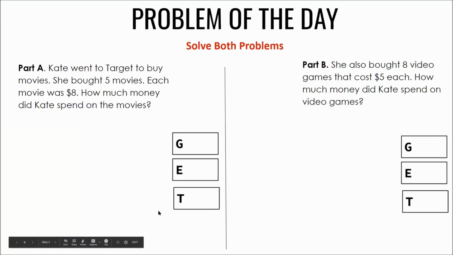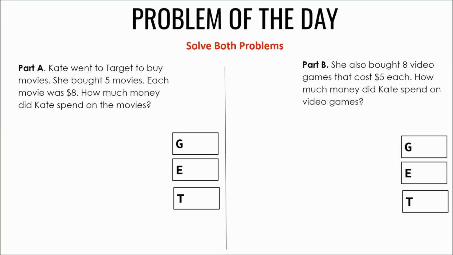In today's problem of the day, you had two problems to solve. Part A said, Kitty went to Target to buy movies. She bought 5 movies. Each movie was $8. How much money did Kitty spend on the movies?